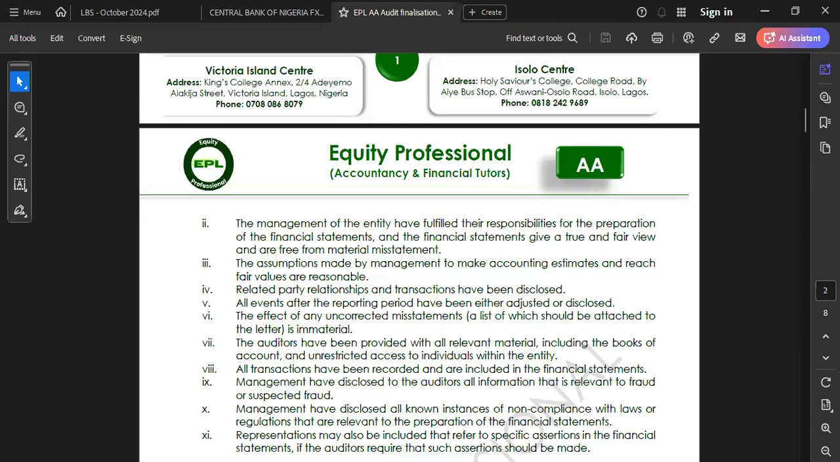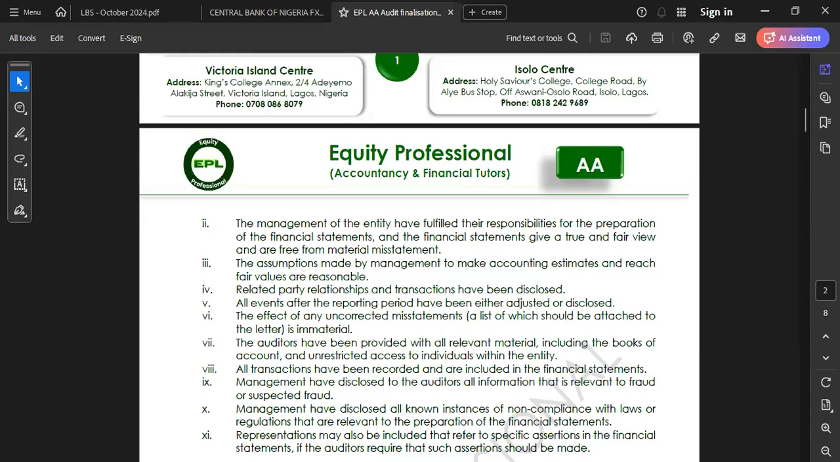Then the fourth thing that is expected to be stated in a typical letter of representation: any related party relationships and transactions that must be disclosed. So it is expected that management should state clearly, these are our related parties, these directors are related parties in another sister company, and all of this must have been disclosed. Another thing is all events after the reporting period, either adjusting or non-adjusting events, must also have been disclosed.